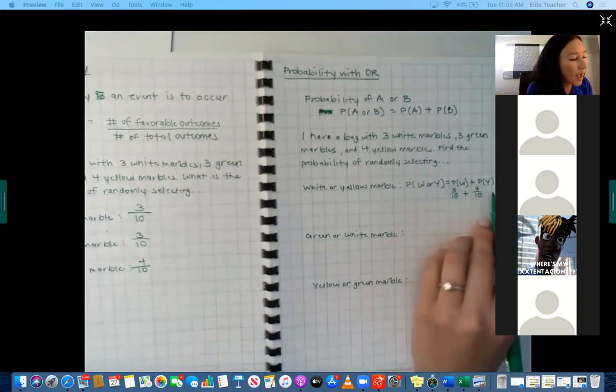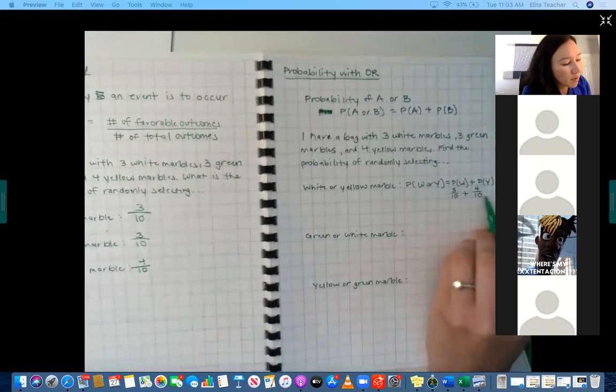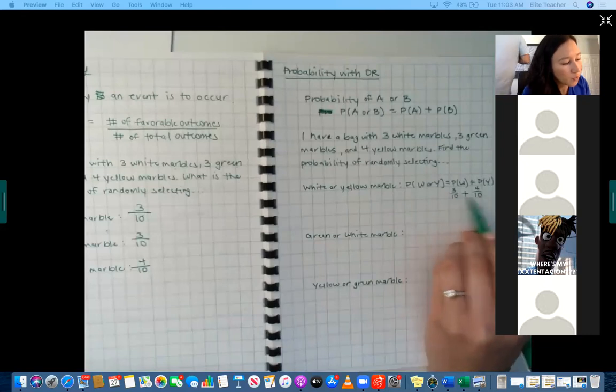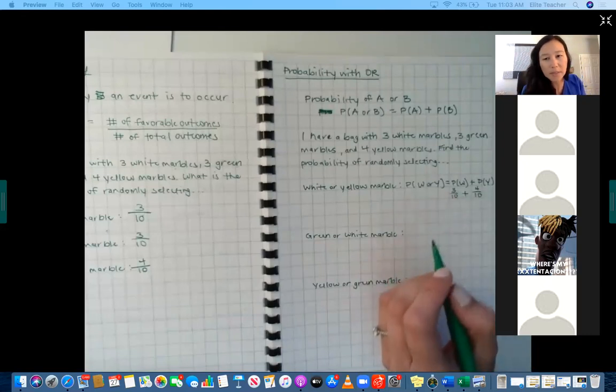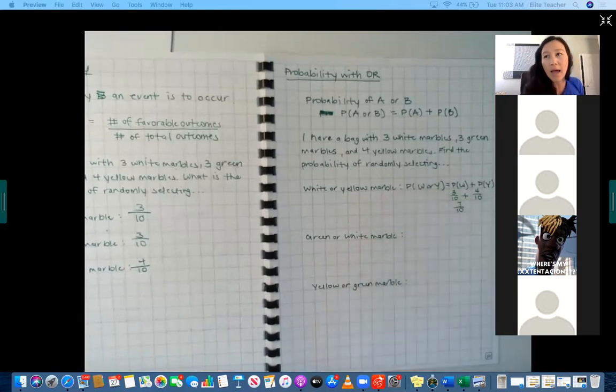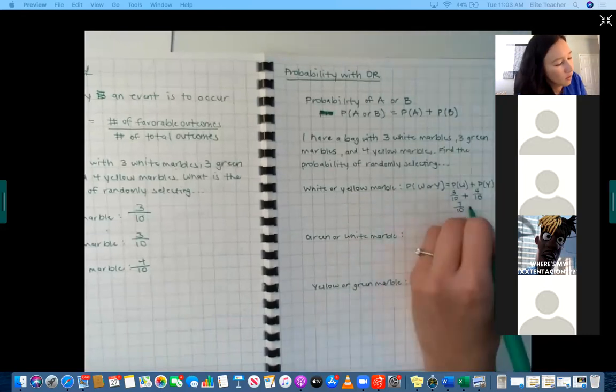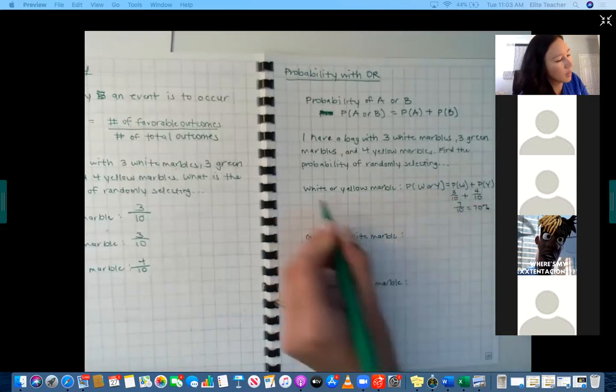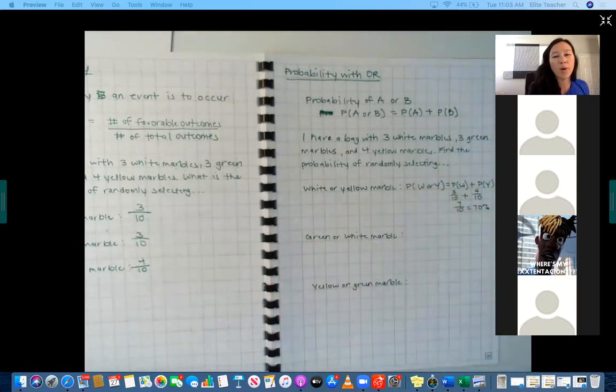And so remember, when you add fractions, as long as they have a common denominator, which we do, we just add the tops together, the numerator. So 3 plus 4 is 7. So it'd be 7 out of 10, or a 70% chance of picking a white or a yellow marble.